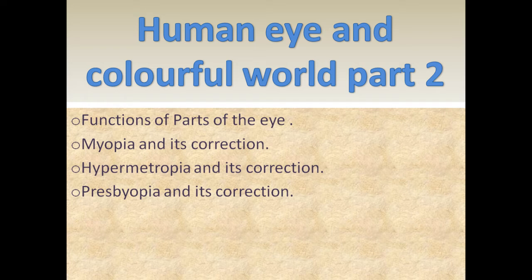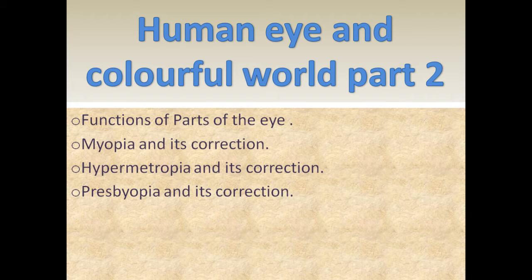Dear children, today we are going to learn Human Eye and Colorful World Part 2. In this part, we are going to discuss the parts and functions of the eye. Next, we are going to discuss myopic eye and its correction. Next, hypermetropic eye and its correction. Next, presbyopic eye and its correction. These are the main things.